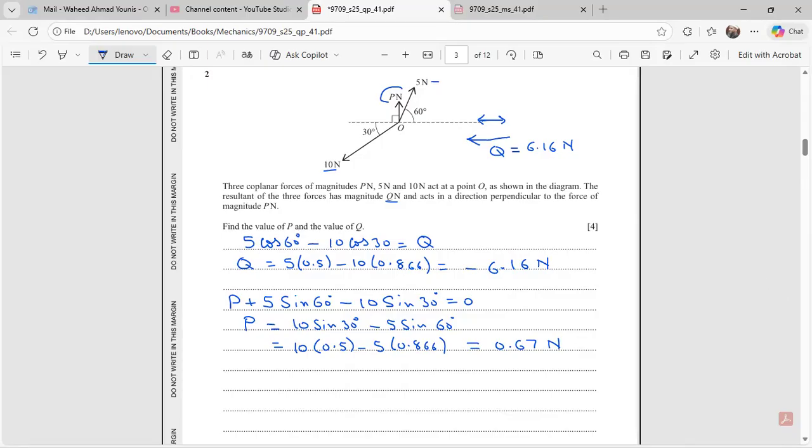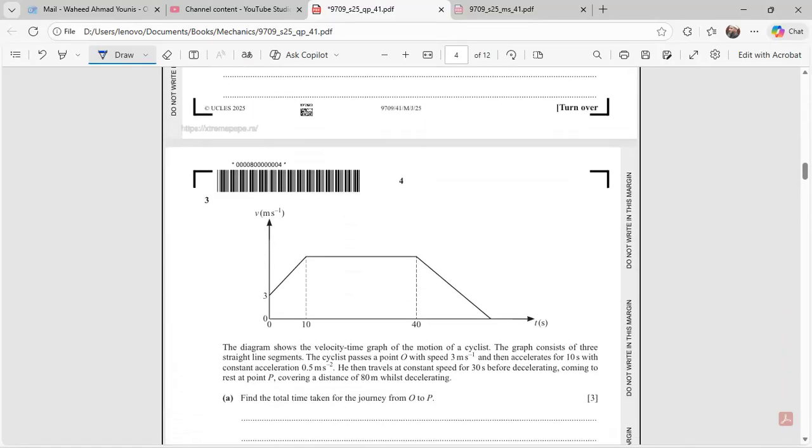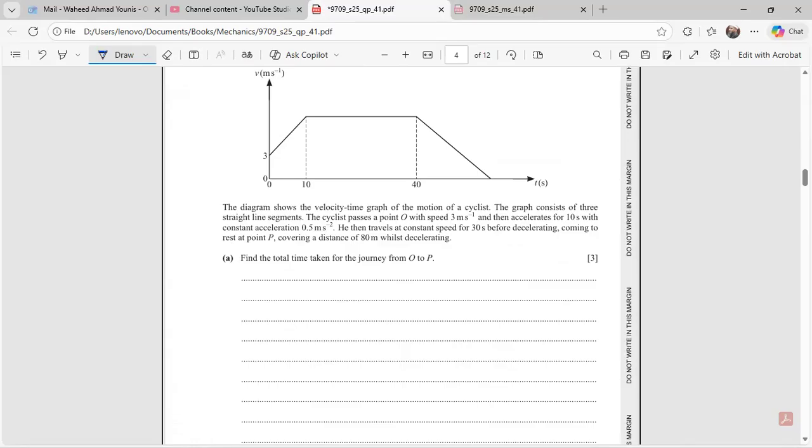Let's do the third question now. Okay. The diagram shows the velocity time graph of a motion of a cyclist. The graph consists of three straight line segments. The cyclist passes a point O with speed 3 meters per second. So when they start the observation, his speed was 3 meters per second. At time 0, the speed was 3 meters per second. And then accelerates for 10 seconds with constant acceleration of 0.5 meter per second squared. So in this interval, in the 0 to 10 second, his acceleration is 0.5 meter per second squared.